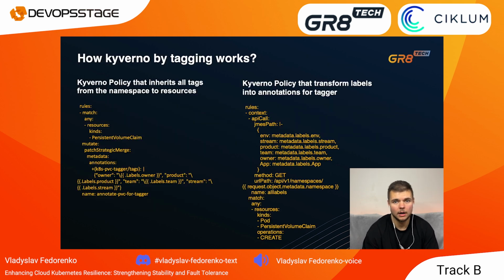Let's have a look at our setup. Here you can see two policies. The first one takes namespace labels and puts them on deploys and PVCs. The second one creates annotations for our tagger. As you can see, policies in Kyverno are pretty simple and readable, so we are able to use it somewhere else in our cluster, and Kyverno has become an important part of all our setups.